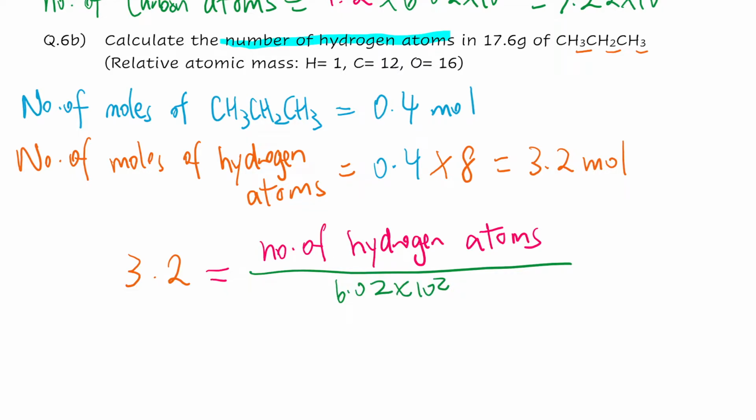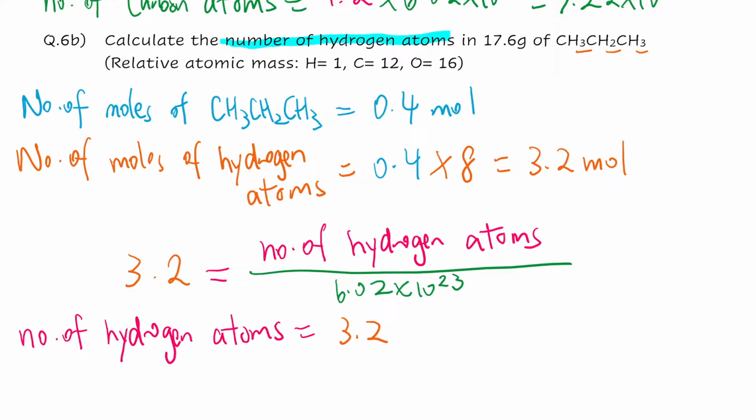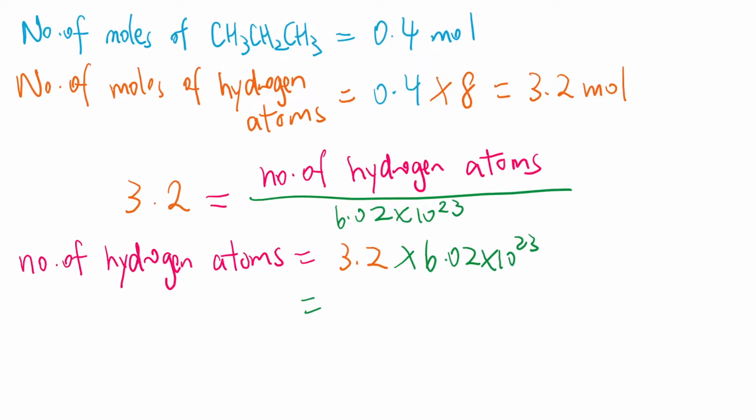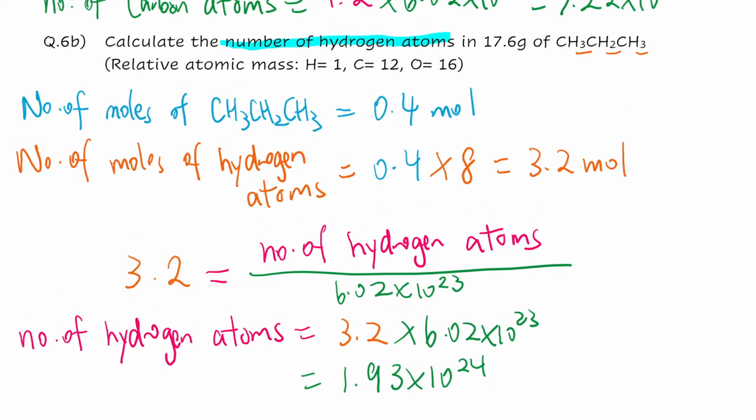Every time you don't really need to write this, you can immediately just write the final answer like here. The number of hydrogen atoms is equal to 3.2 times 6.02 times 10 to the power 23. Be careful, it is three significant figures. You'll get 1.93 times 10 to the power 24. Here, you can see the power has become 24. Okay, and that's it. That is how you use the two equations.